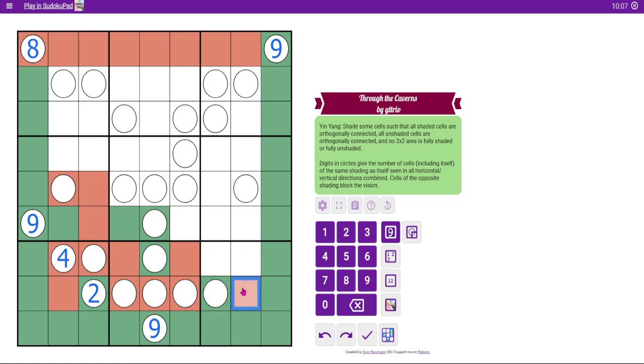This one needs to connect to the red in some ways, so it needs to follow up somewhere. This one needs to be green because if this is red, this one only sees 2 green, and we have the 2 over here, so this green needs to push the red up again here.